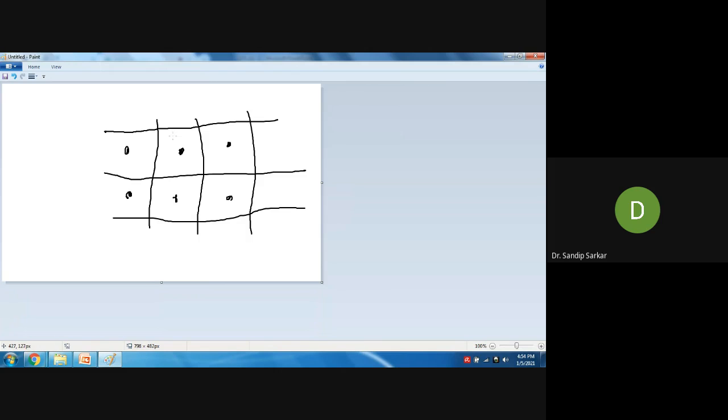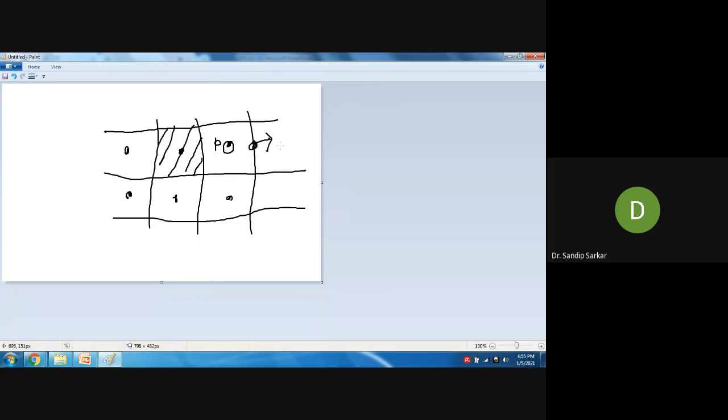In a particular cell, this is a cell of your finite difference method. Instead of specifying all the velocities and pressure at a particular grid point, what you will be doing is specifying pressure at the center of the cell and velocity at the face of the cell.